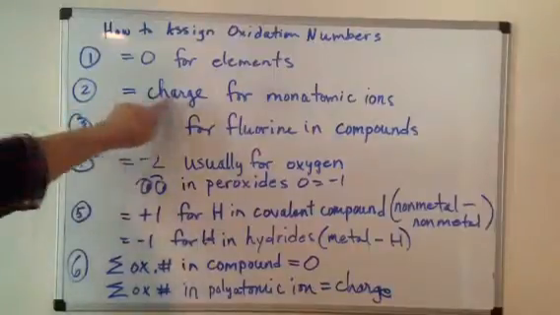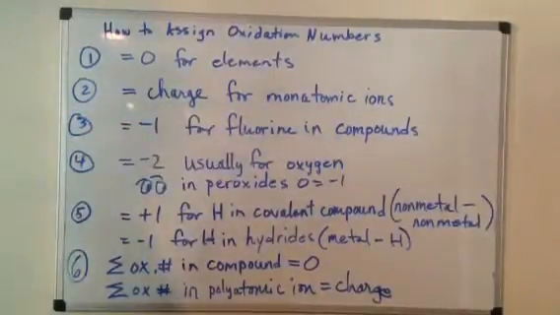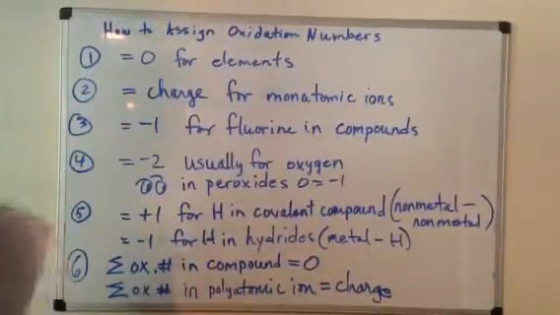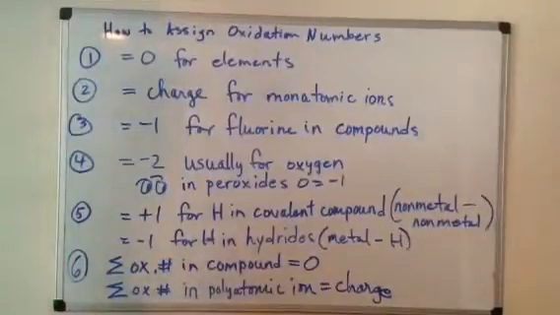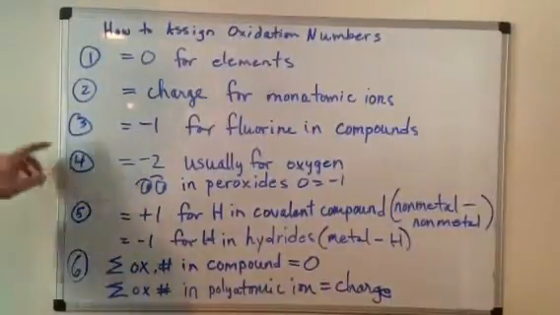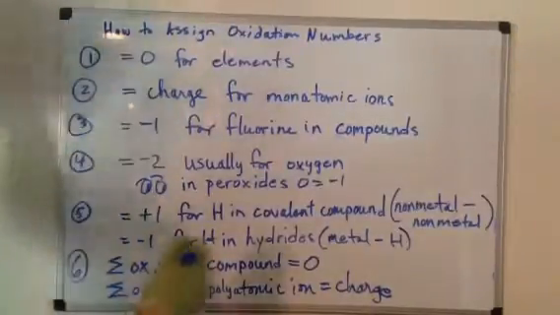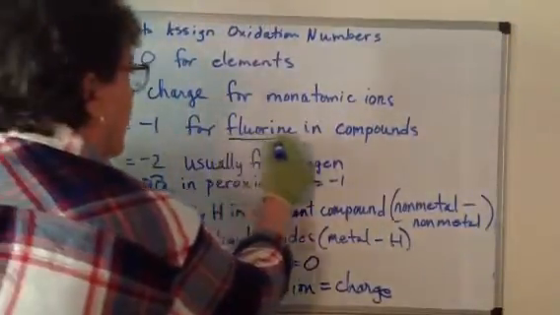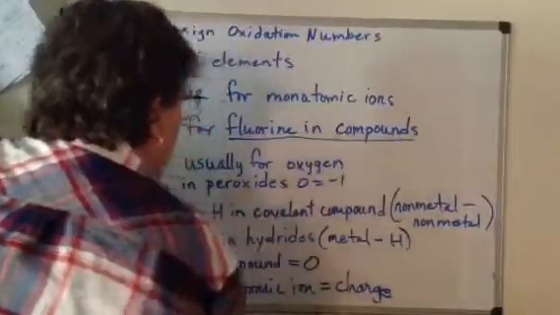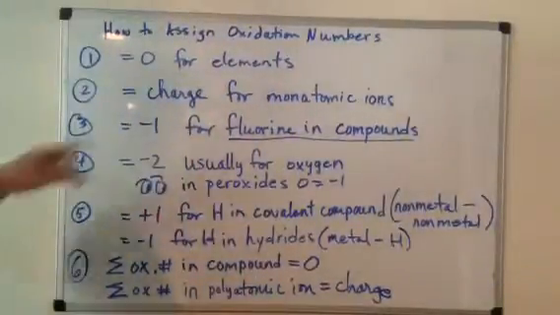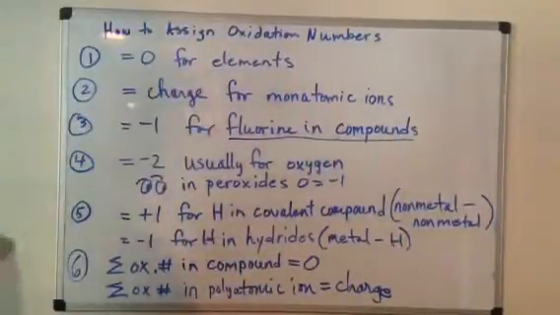Rule 2. It's equal to the charge for monatomic ions. That means one atom ions, such as iron 2 or iron 3. Rule 3. It's equal to -1 for fluorine in compounds. So fluorine has to be in a compound. If it's by itself, it's the element and it gets a 0.